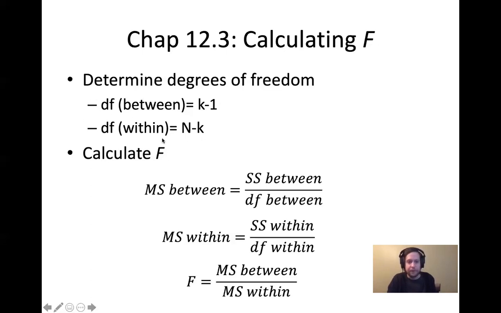The degrees of freedom within uses the total sample size. In our current example, it's 15. We had 3 groups, each with 5 people in it. So the total sample size is 15, minus the number of conditions, which is 3. 15 minus 3 equals 12. So our degrees of freedom between was 2, and our degrees of freedom within is 12. Those are the 2 different degrees of freedom that you have to calculate for F.